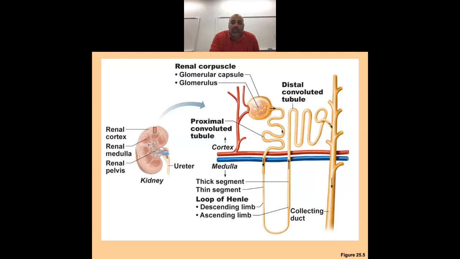It's going to enter into the PCT. We're going to do different things with it. Then thin descending loop of Henle, thick ascending loop of Henle, DCT, and eventually into the collecting duct as urine for the most part. As we're going through here, we're going to see that we're talking about secretion and reabsorption. So you need to know in every section what happens and what ion is moving.